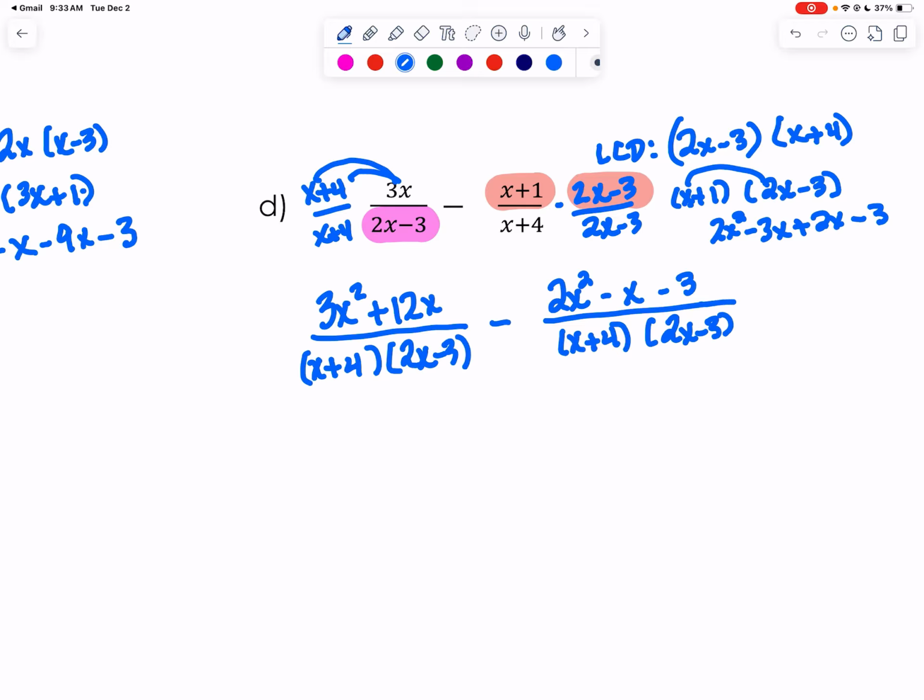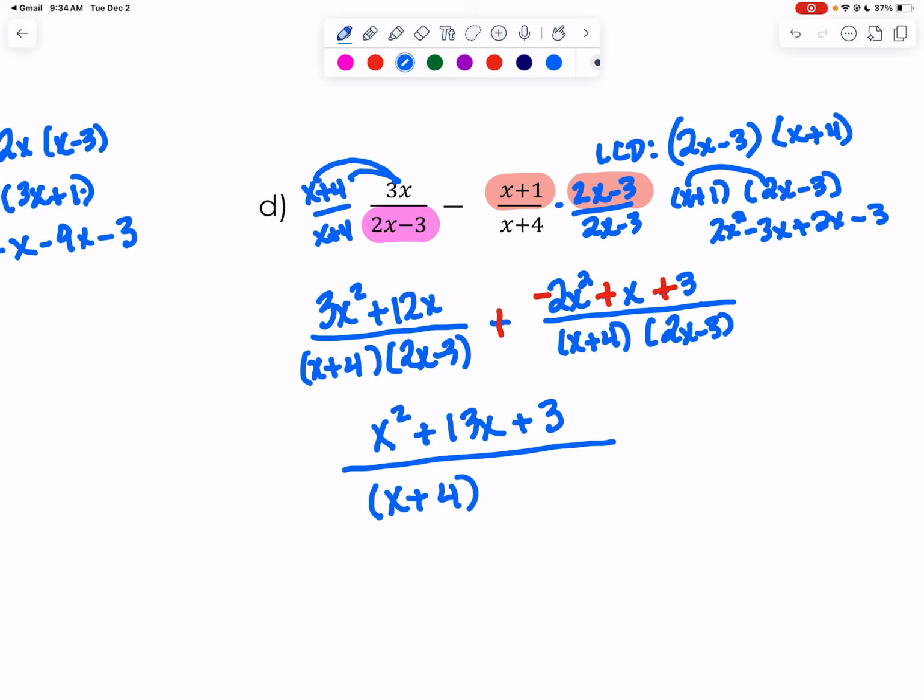Okay. So now, because this is subtraction, we have to be very careful. Subtraction is addition of the opposite. So we're going to change this to plus, negative, plus, and plus. Then you can combine like terms. So 3x squared minus 2x squared would be 1x squared. 12x plus 1x gives you 13x. And then we have positive 3 all over our common denominator of x plus 4 times 2x minus 3.